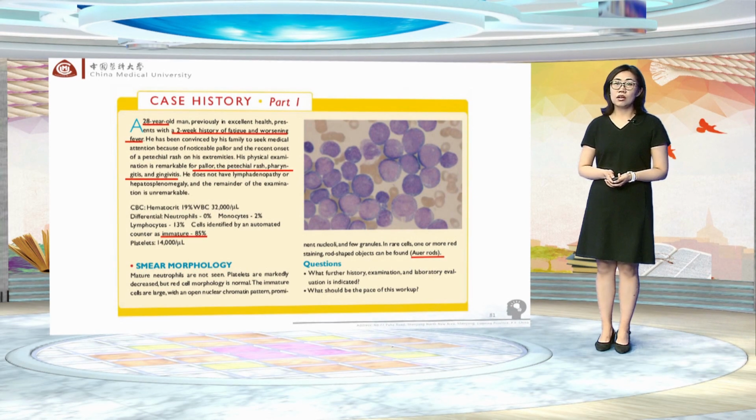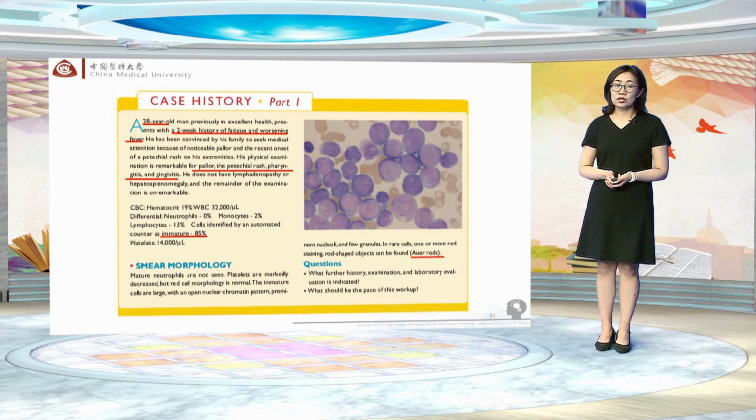The complete blood count shows that hematocrit is 19%, anemia. White blood cells are 32,000 per microliter, leukocytosis. Platelets are 14,000 per microliter, thrombocytopenia. From the differential, we can see 85% of immature cells.